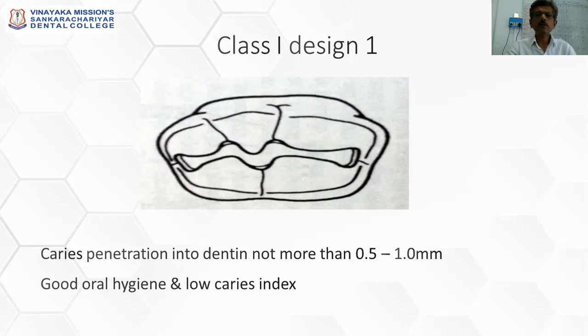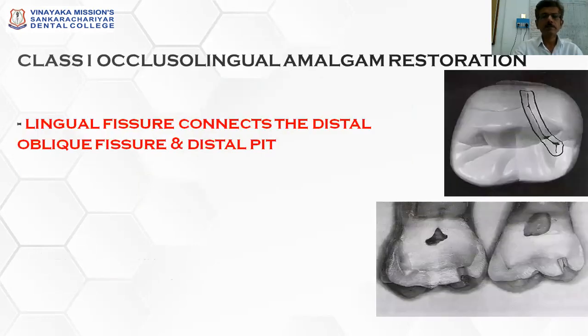You have one that categorizes a class 1 as design 1, which, to brief up, is nothing but caries penetrating into the dentin, not more than 0.5 to 1 millimeter. One of the primary factors indicated is that the patient should have good oral hygiene and a low caries index.